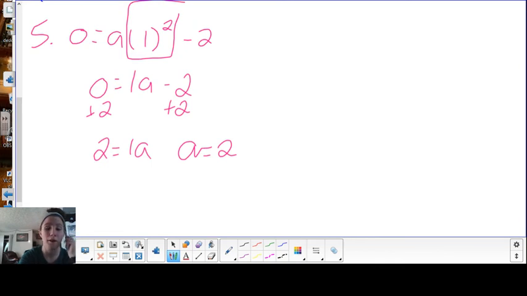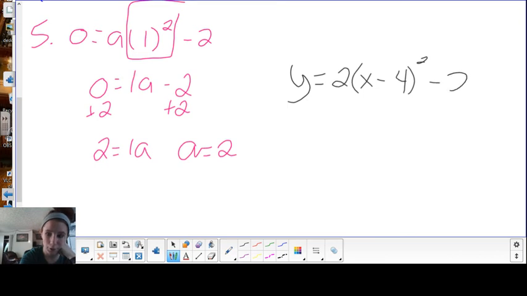And then my last step is to put it all together. So y is equal to 2 times x minus 4 quantity squared minus 2.